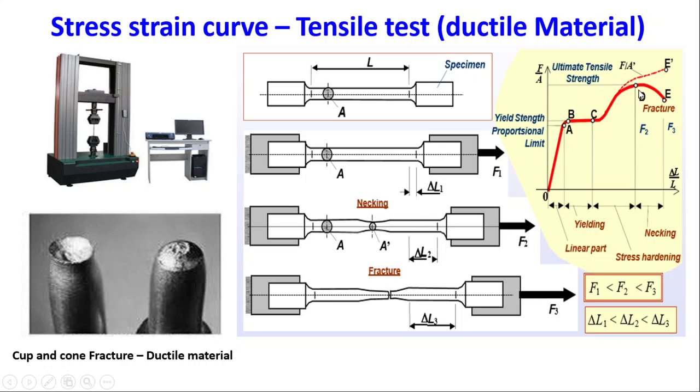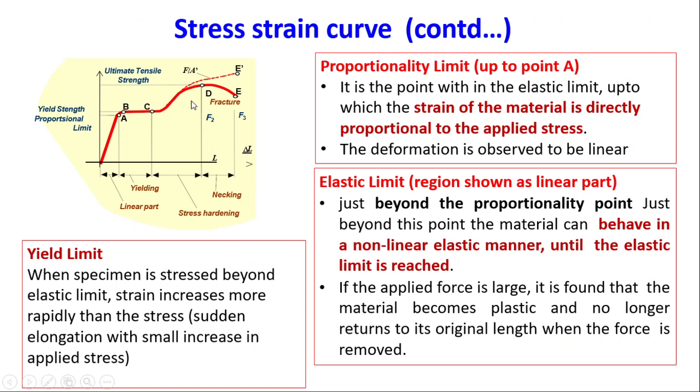So that shows the ultimate point, and beyond this ultimate point, the specimen breaks. The breakage is shown in the figure. The breakage is just like a cup and cone fracture. So that represents the ductile material. Let me explain the same stress strain curve here.